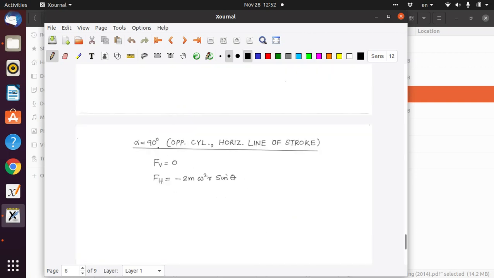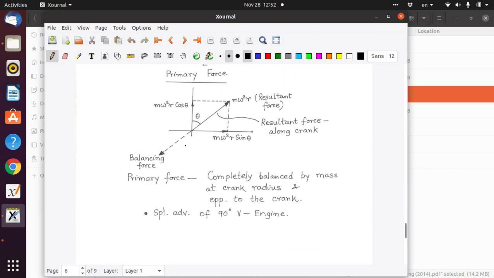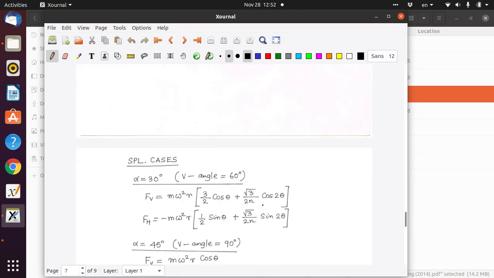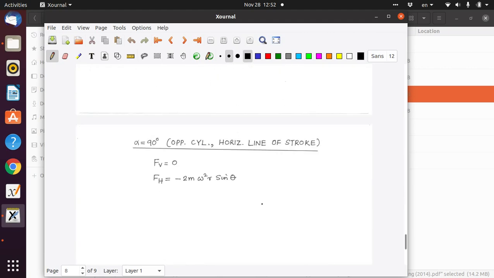And if alpha equal to 90 degree, that is twice alpha is 180 degree, that is, the angle between these two center lines is 180 degree, then it is called an opposed piston engine. For the opposed piston engine, if you put alpha equal to 90 degree in the expressions we have derived, you get Fv equal to 0, and this is Fh.